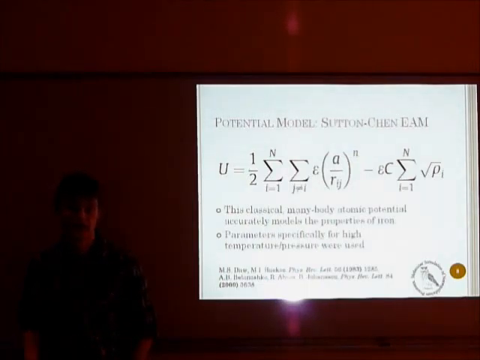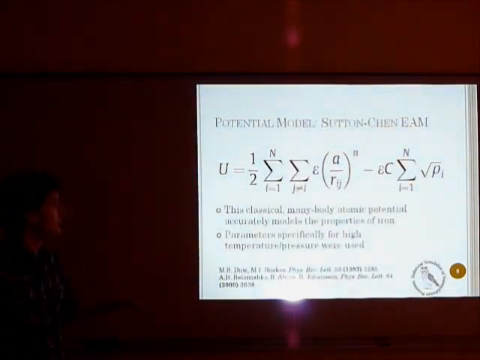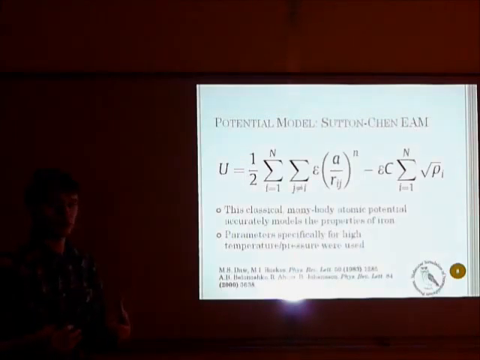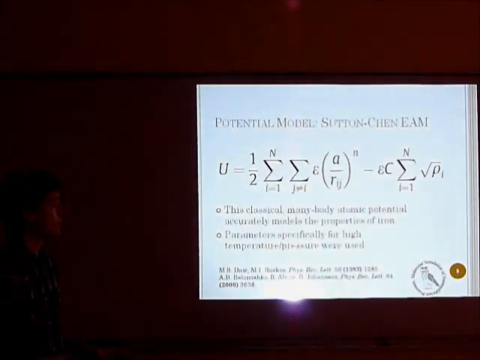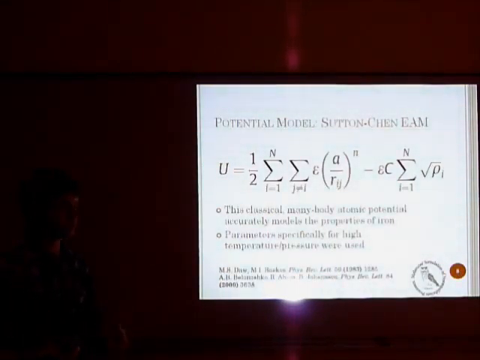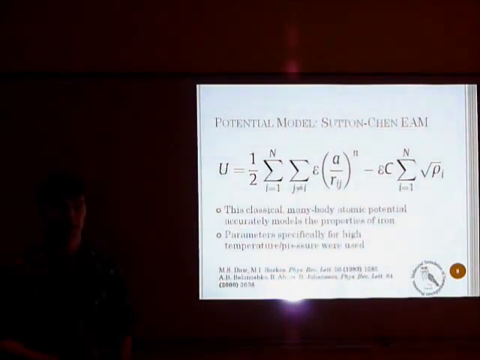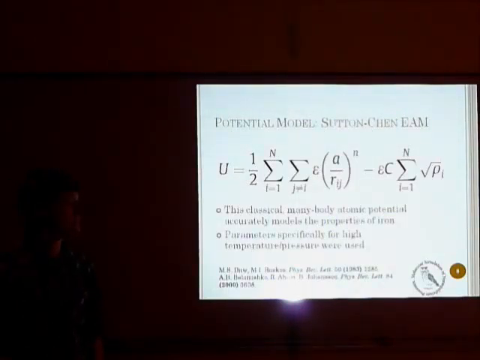Now, in order to model the interaction between iron atoms, we use the Sutton-Chen embedded atom model. This is a classical many-bodied atomic potential that accurately models the properties of iron. Since it's an embedded atom model, it's made of two parts. The first part models the strong repulsions between iron atoms, because like other atoms, they repel each other. But also, free electrons exist in a metal. So to mimic this electron gas and the strong cohesive force that results from it, we include this term, which mimics that. The parameters for this model were specifically tailored for high temperature and high pressure iron. It was parameterized using a first principles ab initio method using some quantum mechanics.